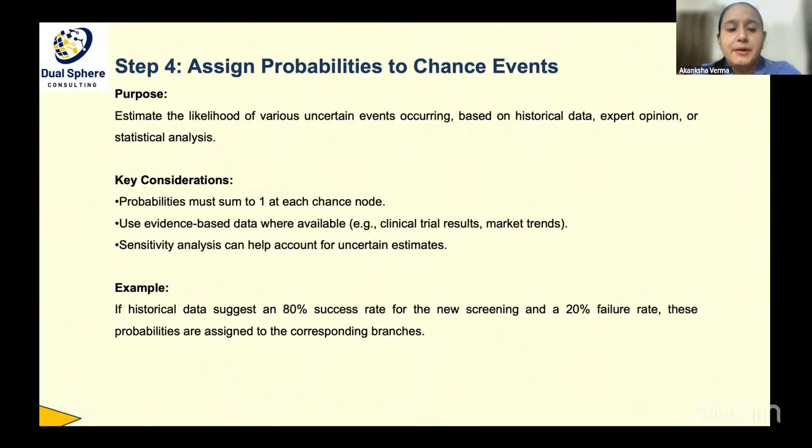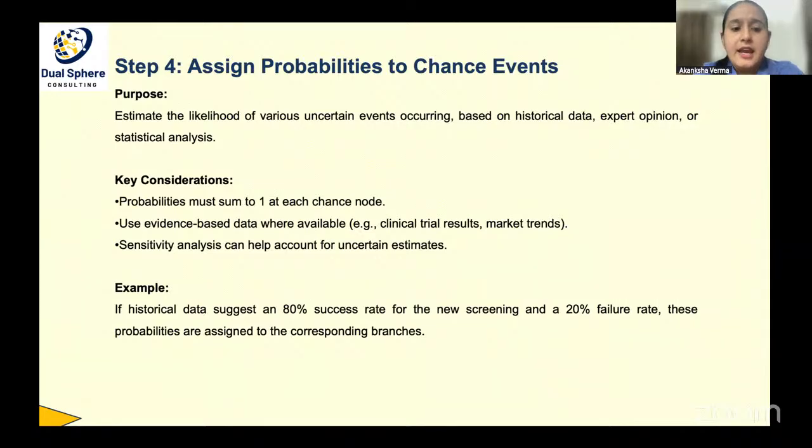You will assign probabilities to chance events basically. So you estimate the likelihood of various uncertain events occurring based on historical data, expert opinion, or statistical analysis. The sum of probability should be 1 at each chance node, as I told you yesterday. Okay, use evidence based data wherever it's available. Sensitivity analysis you do to see the uncertainty around your inputs.